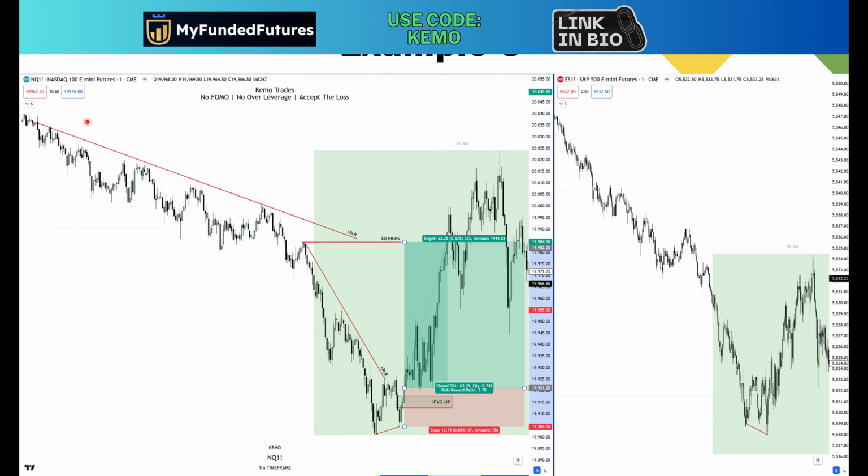So what do we have here? Oh man. So let me break it out to you guys. What do we have here? Right here we have an SMT between this low and this low, this low and this low. S&P did make a lower low. Nasdaq failed to do so. Awesome. What else do we have? What is the other confluence? What would make me believe that we should and are going to go up?